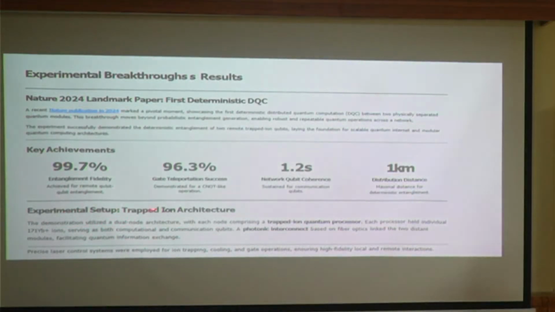As for the experimental setup, what type of qubit was it? A trapped ion architecture. So it was a trapped ion quantum computer for distributed quantum computing, where a photonic interconnect was used. And the transducer used was from trapped ion to a photonic qubit. So these were the transducers used, and these are the results.